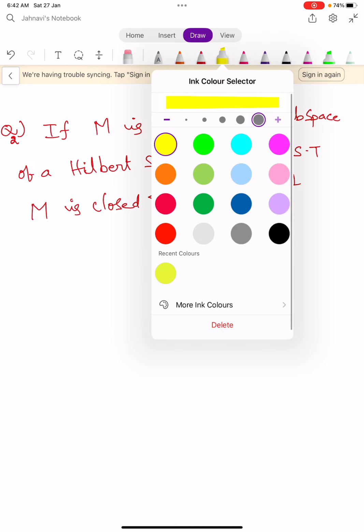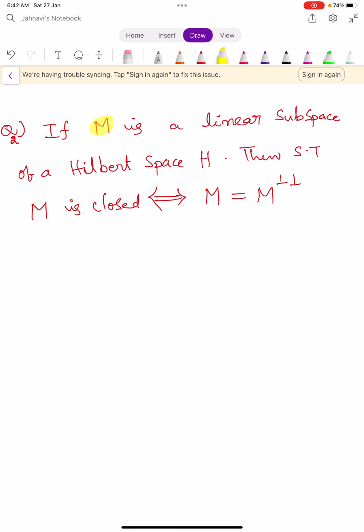Here, if capital M is a linear subspace of a Hilbert space capital H, then show that M is closed if and only if M is equal to M double perpendicular. Right. We prove this.